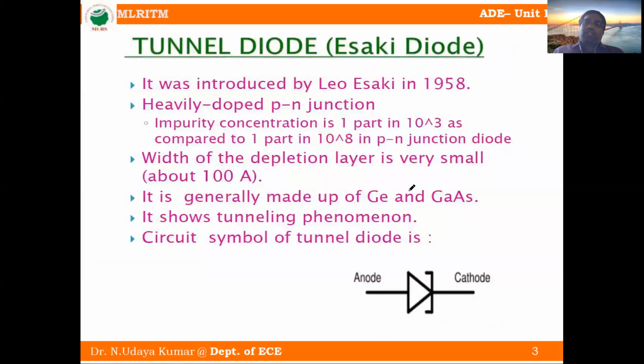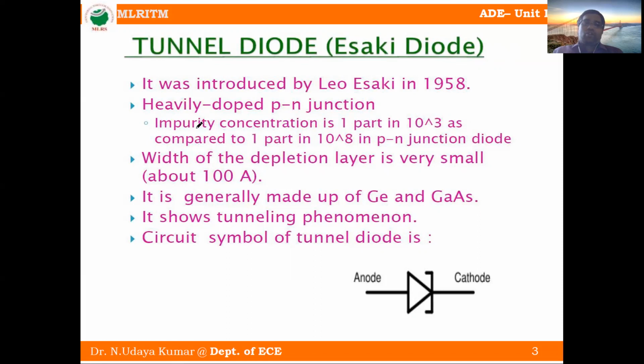Tunnel diode is also called Esaki diode because it was found by Leo Esaki. It was introduced by Leo Esaki in 1958. As we know, a tunnel diode is a heavily doped PN junction diode. It is a normal PN junction diode, but the impurity concentration or doping level is higher compared to an ordinary diode. If doping levels are higher, the diode exhibits different conductivity characteristics.